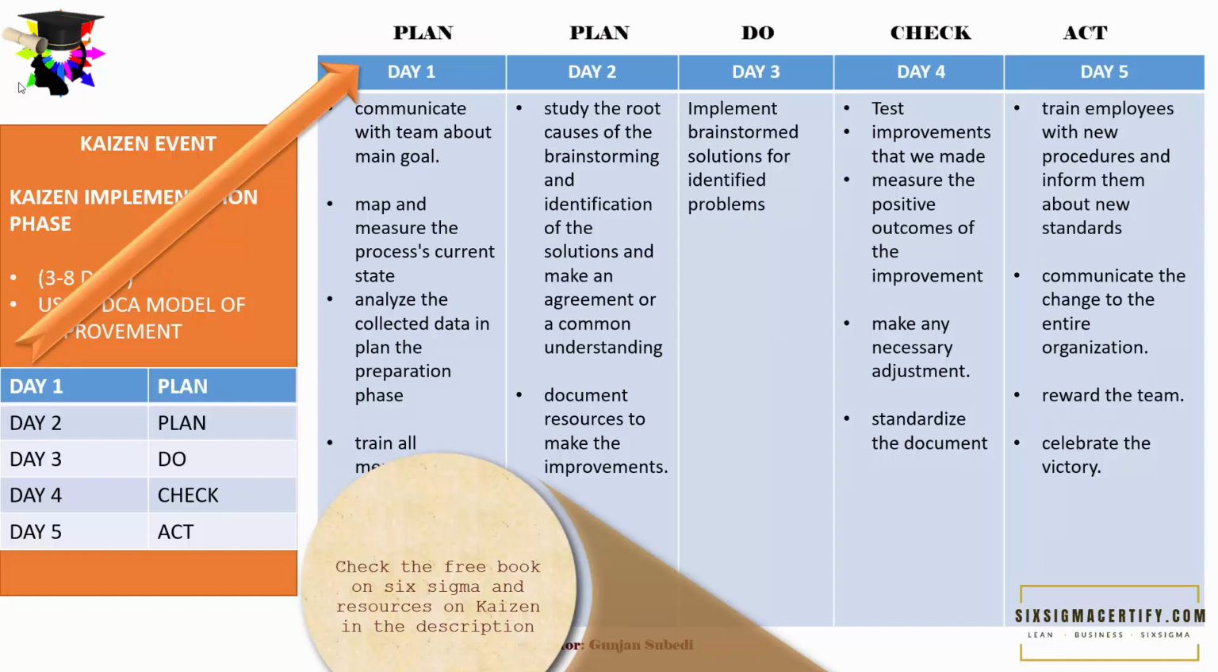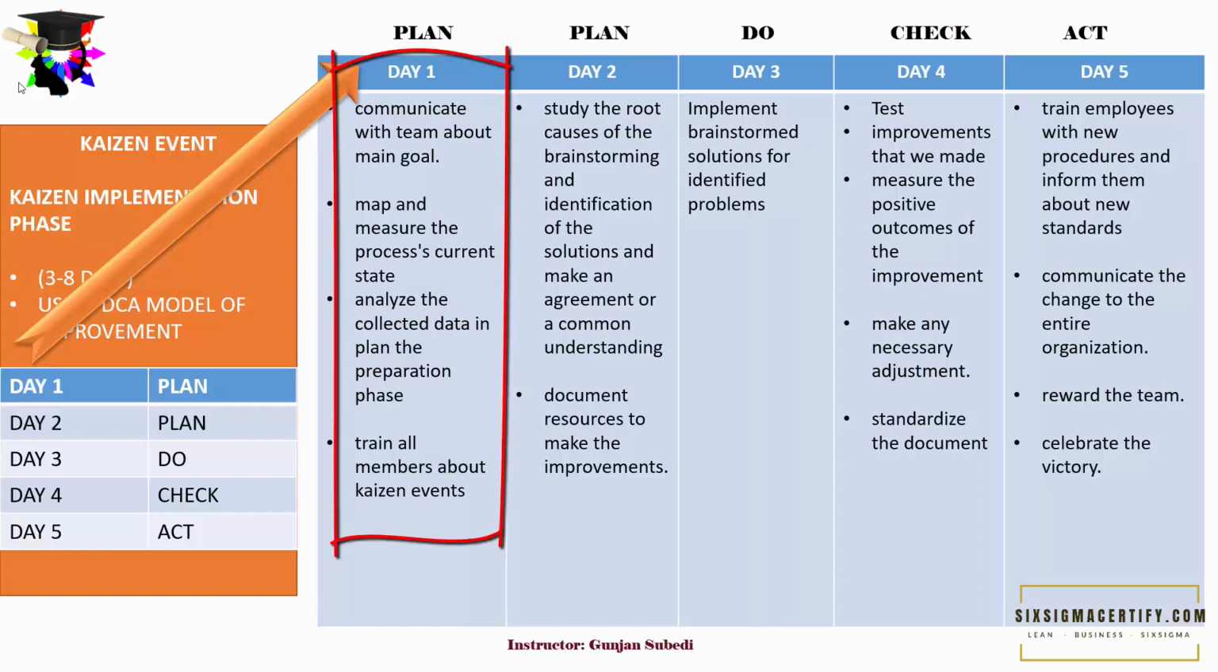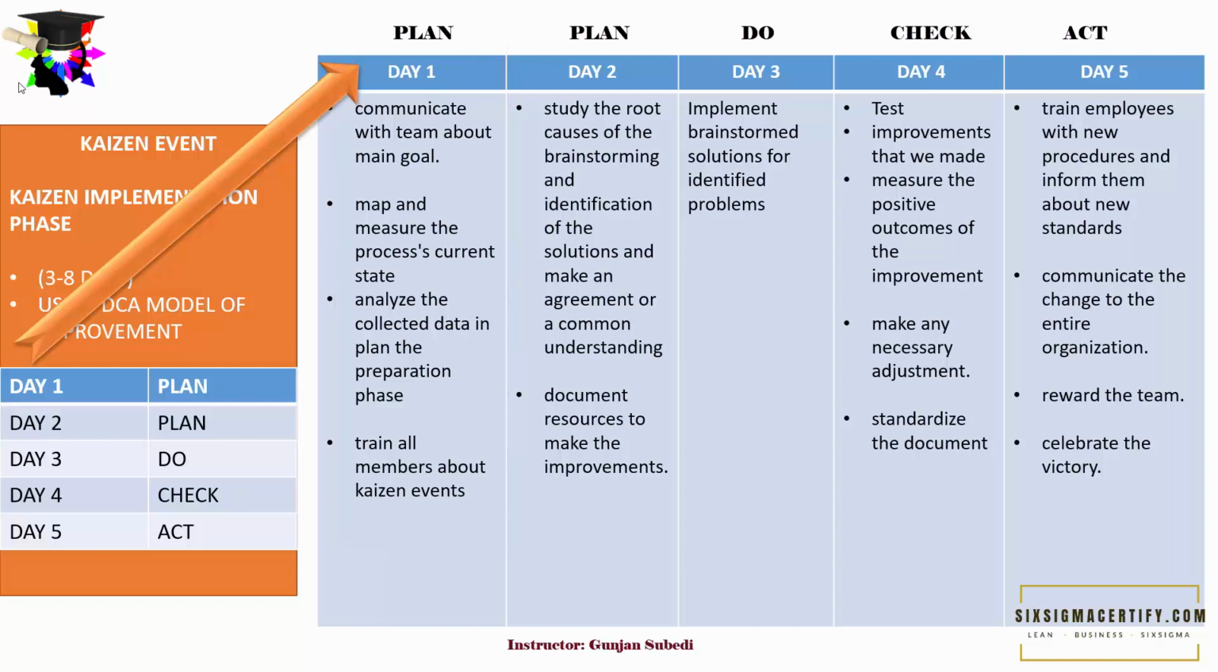One important thing is we carry out the Blitz or Kaizen event following a PDCA or plan, do, check, and act cycle. In the first day or in the plan phase, we define our goals and communicate with our team about our main goals. This is also a day or phase where we map and measure the current state of the process, and we try to identify any waste, problem, or defect with the current process. This is also the time when we analyze the data that we collected in the preparation phase. This is also a day for training all members about Kaizen events and things that must be done in the Kaizen event.